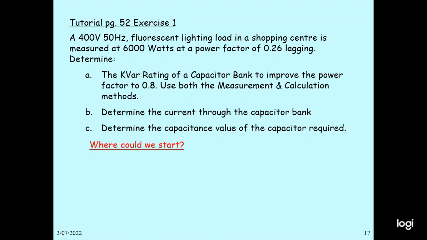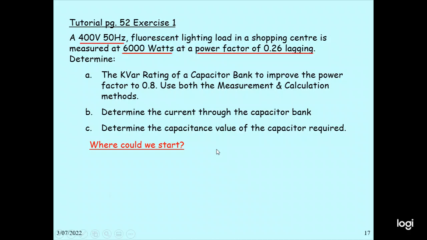So the next one is a 400 volt 50 Hz fluorescent lighting load in a shopping center, measured at 6,000 watt and power factor 0.26 lagging. We have to determine the kVA rating of the capacitor bank to improve the power factor to 0.8. Use both the measurement and the calculation method. Firstly, we also have to determine the current through the capacitor bank, and determine the capacitance value of the capacitor required.